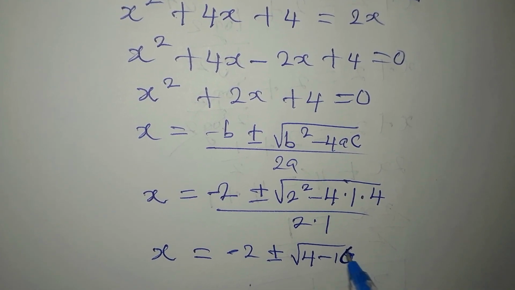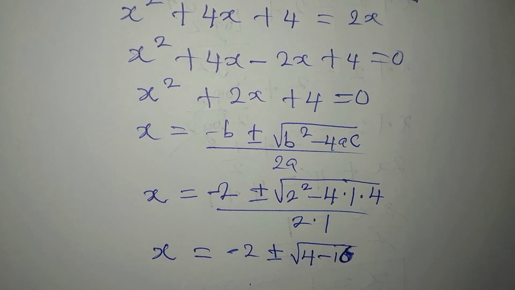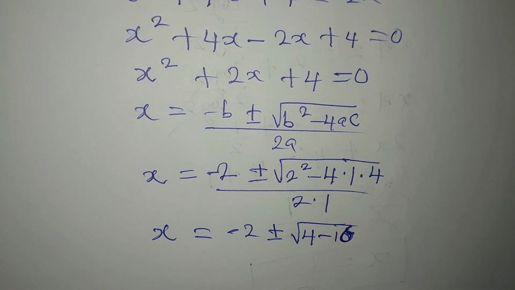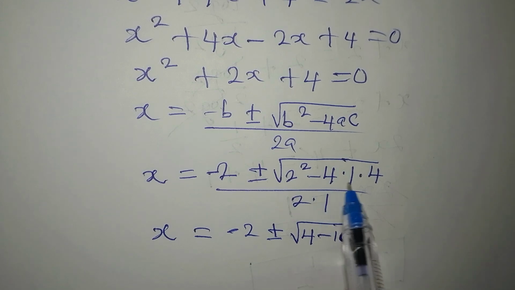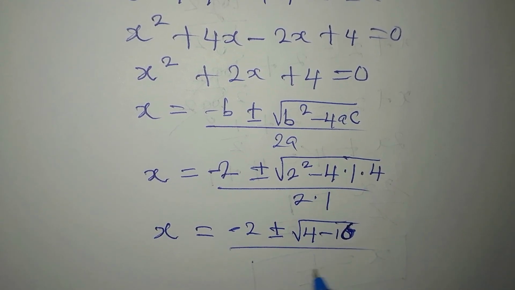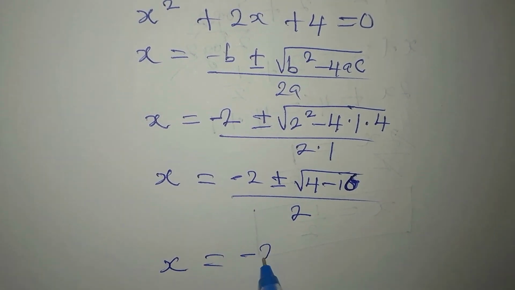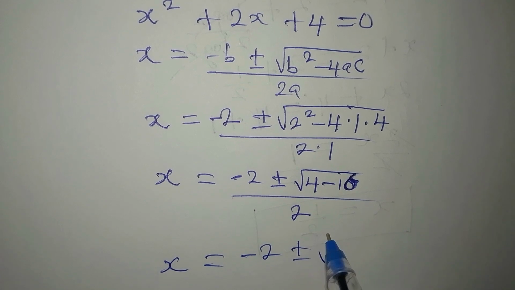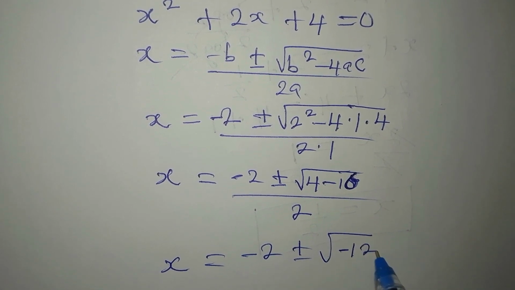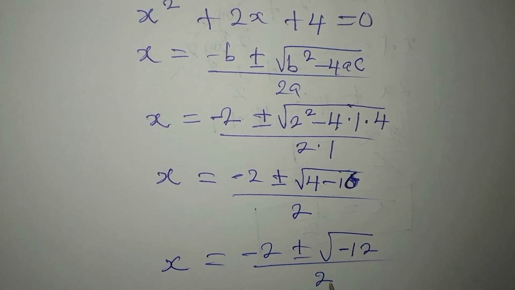Okay, so you must know how I got the 16. I got the 16 from 4 times 1 times 4, that's 16. Then 2 squared is 4. Divide this by 2. Let's continue, so that x will be minus 2 plus or minus square root of negative 12, and that is divided by 2. Now, do not cancel this and this because this has to do with this. Let's take another step.